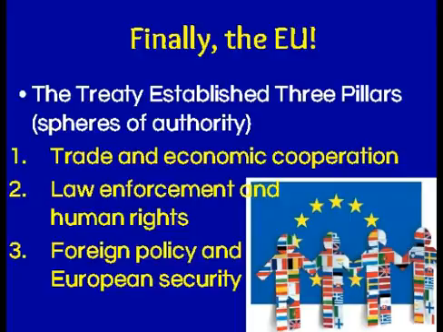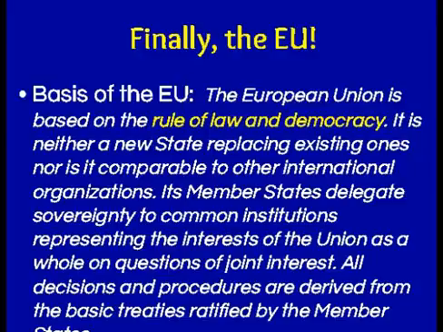This same treaty in 1991 established what are called the three pillars of the European Union, the three spheres of authority they have. It looks at trade and economic cooperation to build off of previous policies. Second, it looks at common law enforcement practices and human rights authority. And then third and finally, starting to look at both foreign policy and European security measures in terms of defense commitments and things like that.